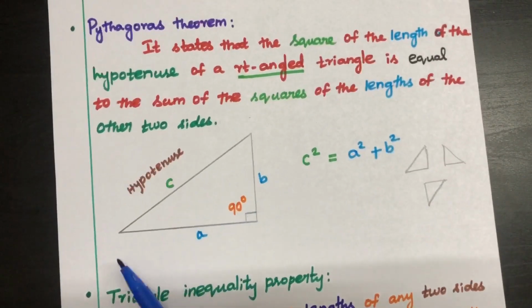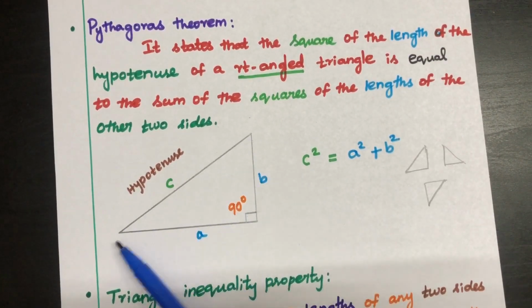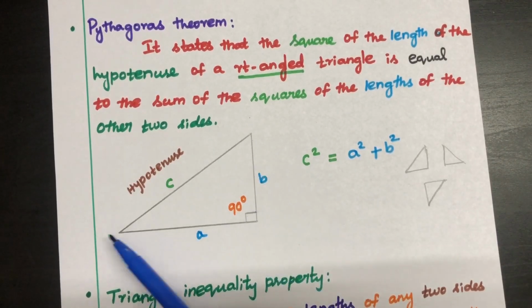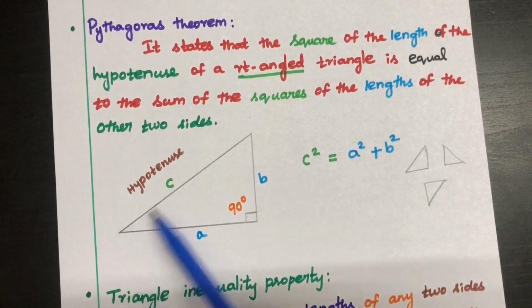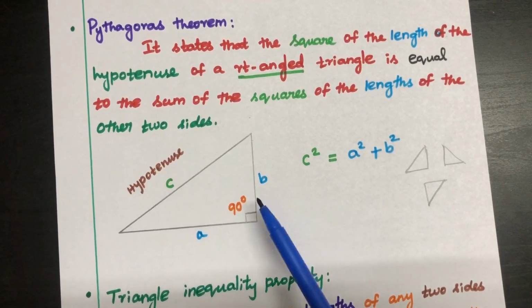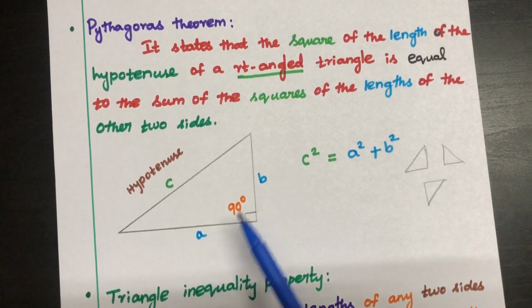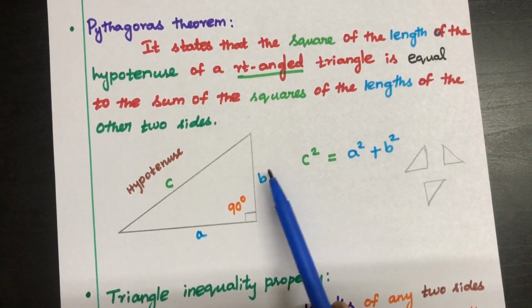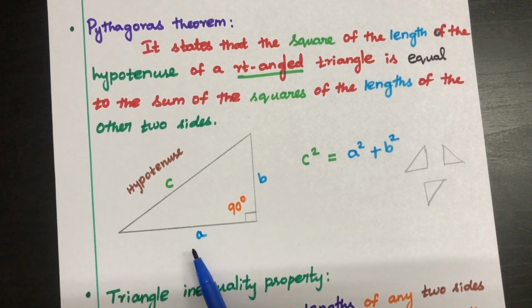This is a right angled triangle. This portion is called the hypotenuse, not this L shape. This bigger side is called the hypotenuse. These are called the lengths of the other two sides, or arms, whatever we can call them.